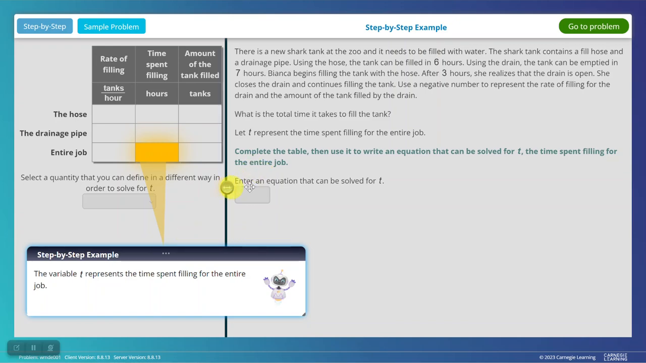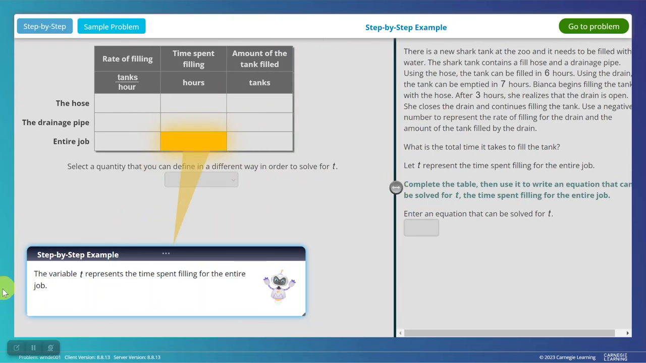All right. Okay, so they're telling us right now the variable T represents the time spent filling for the entire job. So under time spent filling, entire job, we'll just fill in a T.